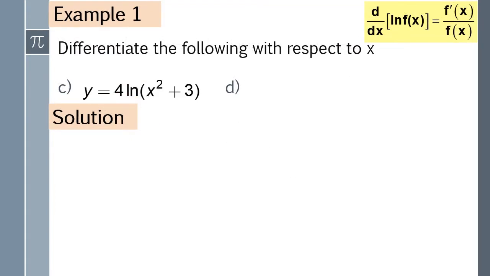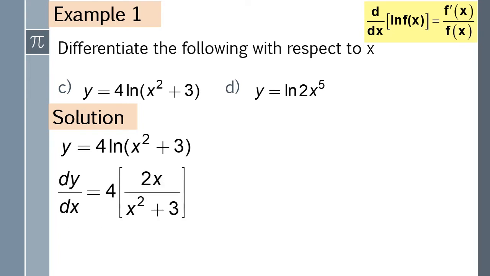Example 1c, y equals 4 ln(x squared plus 3). If we differentiate, dy/dx equals, 4 is a constant, we just take it out here. Then we put x squared plus 3 at the bottom. We differentiate x squared plus 3, we have 2x. Then we simplify until we get 8x over x squared plus 3.